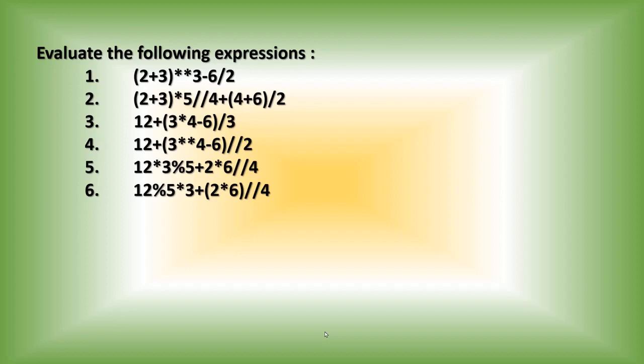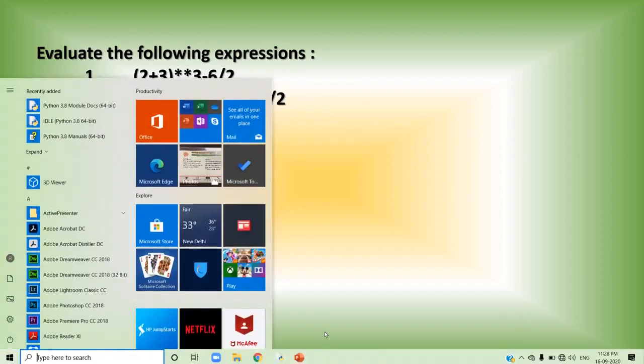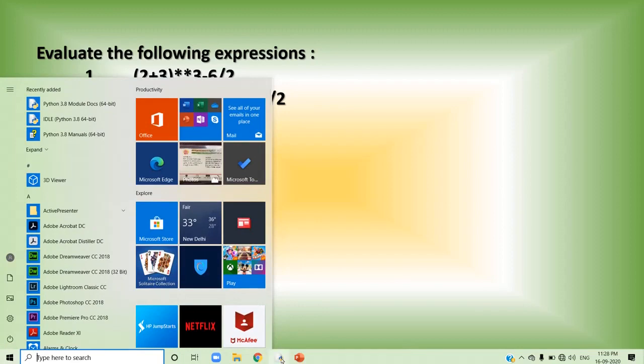Now see the second question. The second question I will discuss here; the remaining you have to do by yourself. That also, first you evaluate, and after that try in the system. The expression is 2 plus 3 into 5 division 4 plus 4 plus 6 by 2. I'll evaluate it here in the Python screen itself.